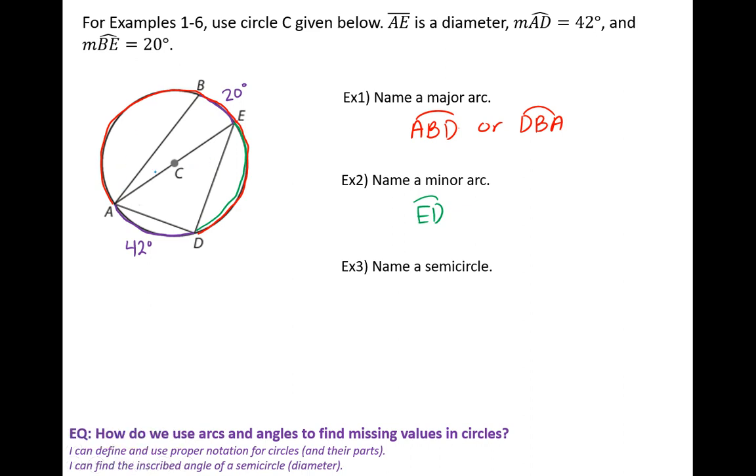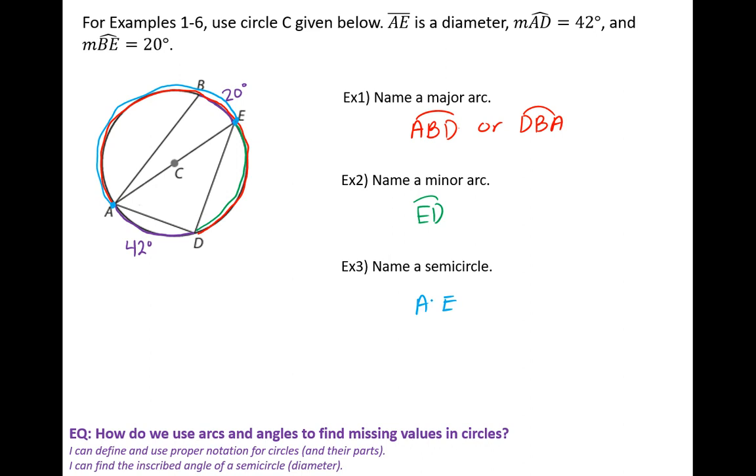I could go around the bottom or around the top, but the only diameter I have is AE. So those are going to be my endpoints, A and E. And then I can choose which side of the circle I want. I'm going to go ahead and choose the top. So I'm going to go around the top like so, all the way around to E.